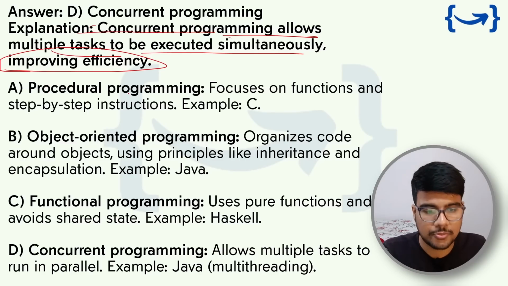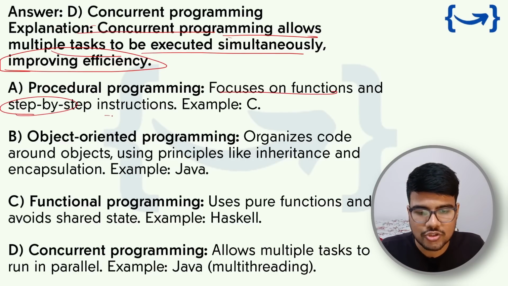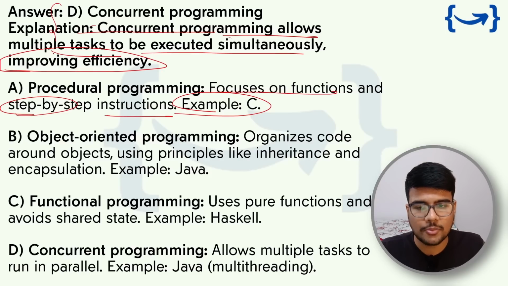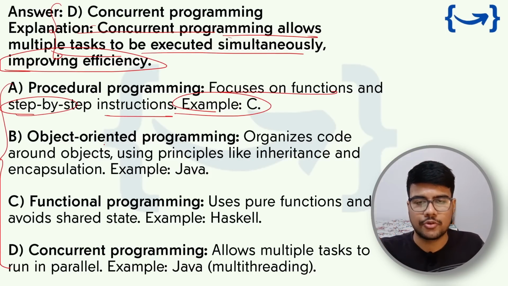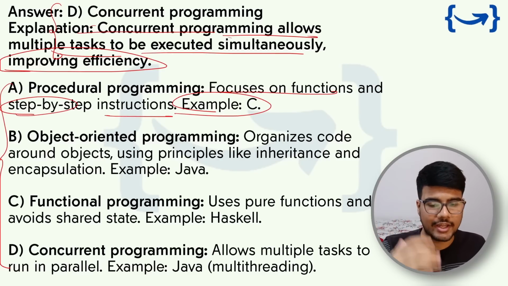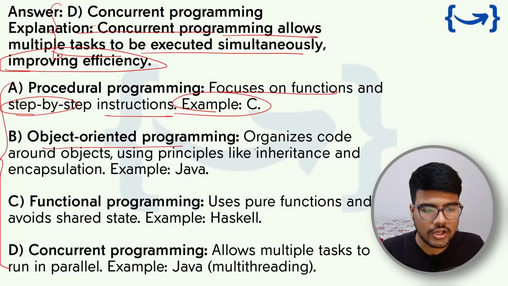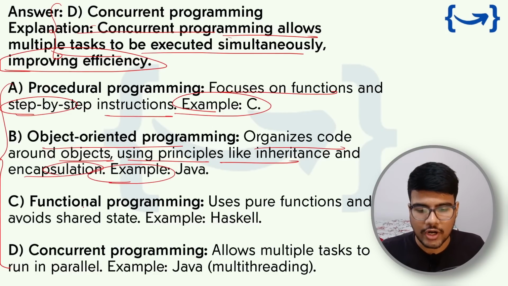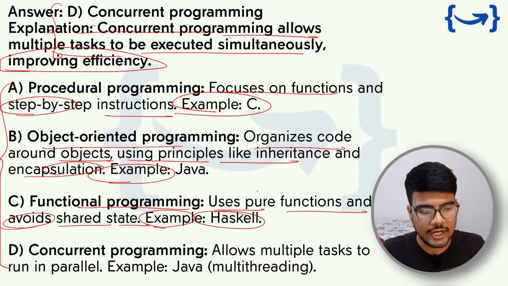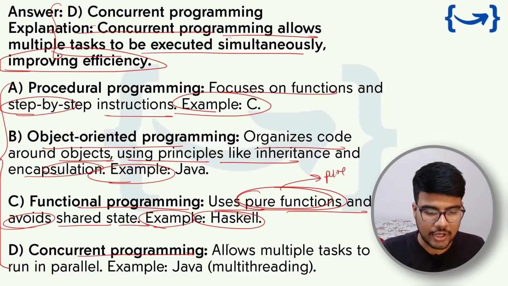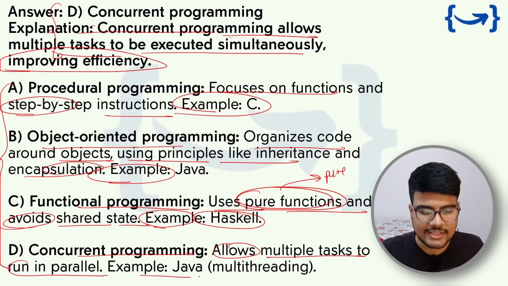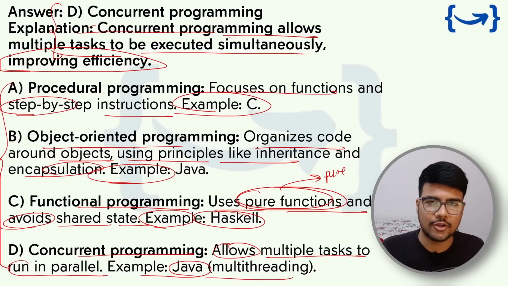Now, let's check the procedural programming. It focuses on functions and step-by-step instructions, example C. So this is not the right option, but this is the explanation of the rest of the options, so that if in the future you find a question about procedural programming, you can mark the correct option. Object-oriented programming, we all know, organizes code around objects using principles like inheritance and encapsulation. Example would be Java. Functional programming uses pure functions and avoids shared state. Example would be Haskell. But let me know in the comment section, guys, what do you mean by pure functions? Concurrent programming allows multiple tasks to run in parallel. Example, Java multi-threading. So these are the particular examples.